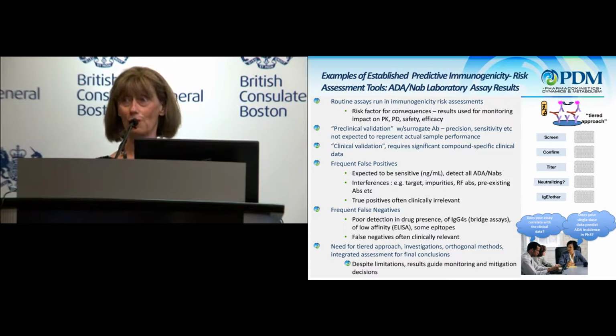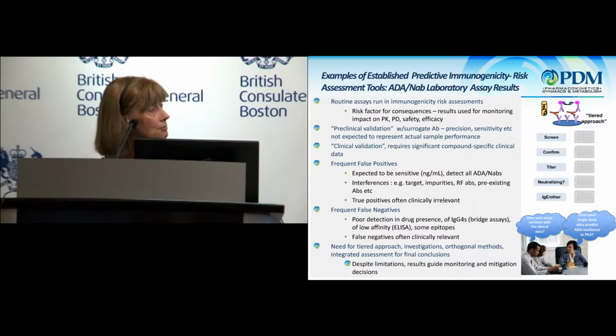And we certainly have a lot of false positives, especially more recently as these assays have become much more sensitive. We often see antibodies that have no effect, nor where the titers correlate with effect. And we know that we have interferences that can prevent you from detecting antibodies, and true positives are often clinically irrelevant. On the other hand, we also see frequent false negatives, especially with drugs that have a long half-life. We may not see antibodies because of drug interference. Bridge assays don't always detect all of the immunoglobulins that could be present. We may not see low affinity antibodies, and not all the epitopes are recognizable. And sometimes when we have false negatives, we really do have an effect.